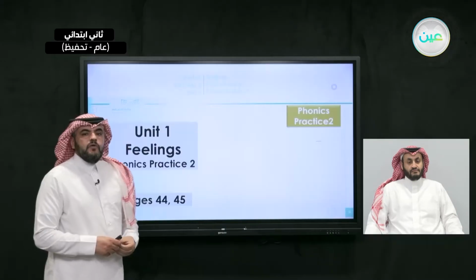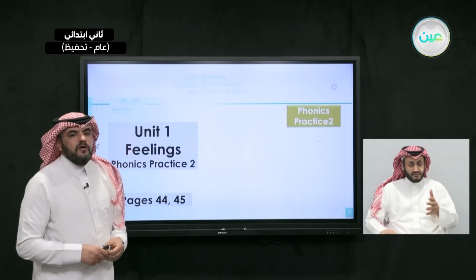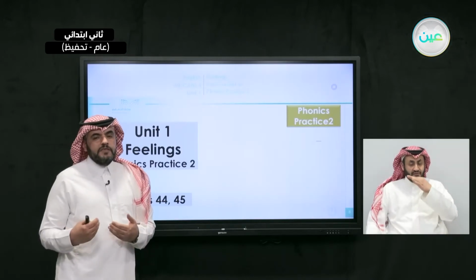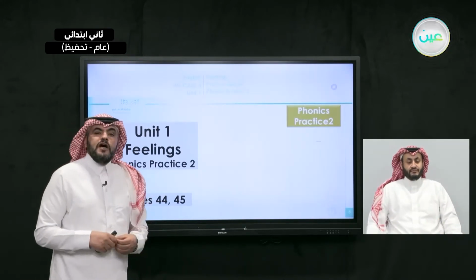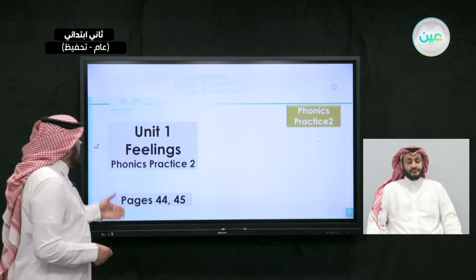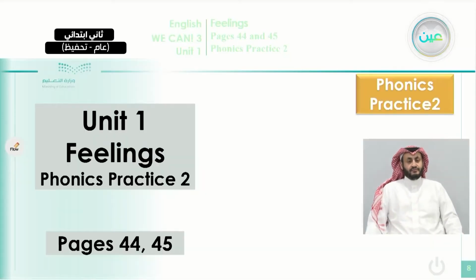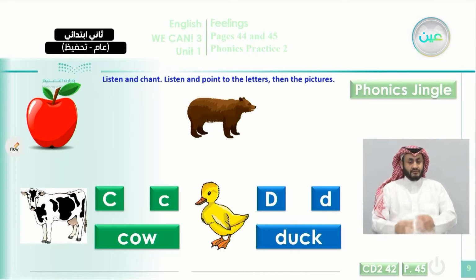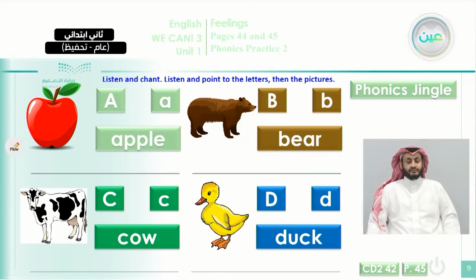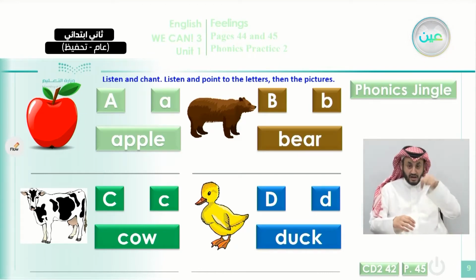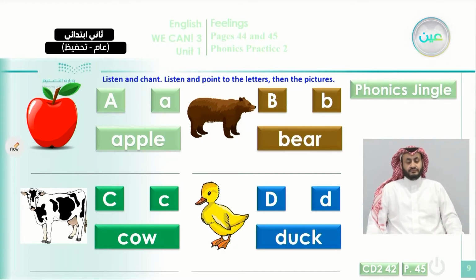Now we are going to start our main class of today. This class is going to be on phonics practice. We had a phonics practice 1, and here we are going to have phonics practice 2 as well. It is in unit 1, as we said before, under the title Feelings, on pages 44 and 45 in your student's book. Okay, let's have them here. Let's read each word, and we have the capital letter of each word that starts with, and the small letter, and also the picture that indicates the first letter of the word apple.